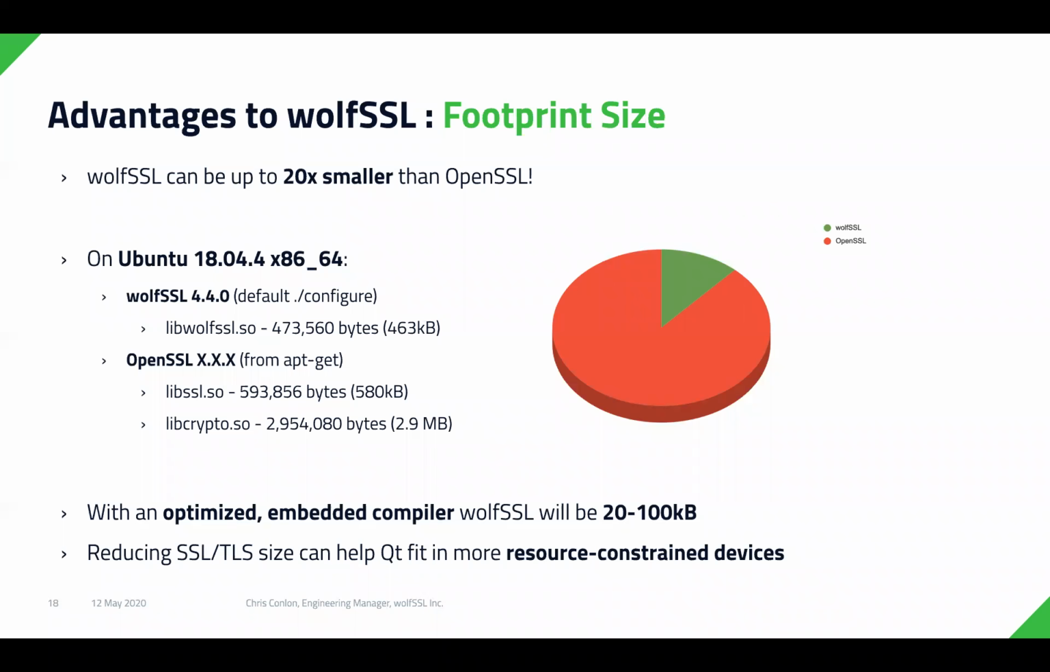And that was just on a regular desktop system. On an embedded system with an optimized compiler, the wolfSSL size will be much smaller than that. And so reduction in footprint size will help Qt fit on more resource-constrained devices.